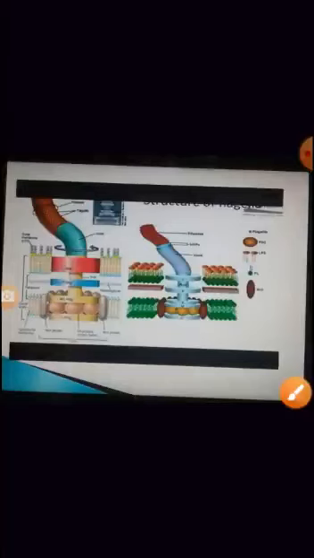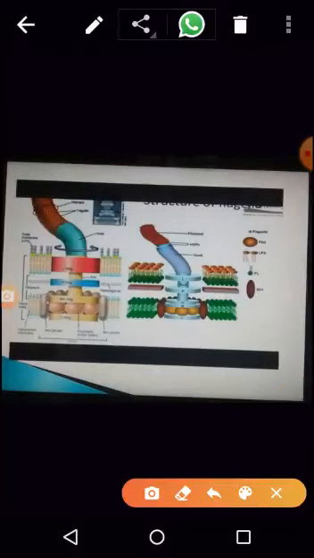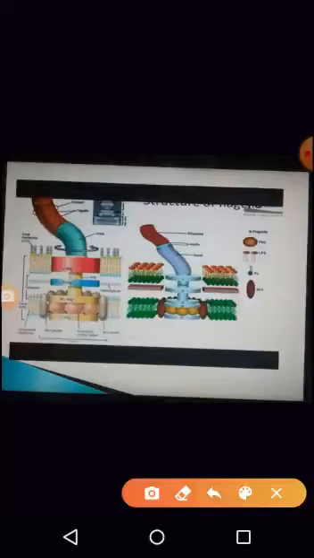Now here in this picture you can make out the different types of rings. If you see here, this is the outer membrane, the L ring, the peptidoglycan, the P ring, the MOT proteins, the brown ones, and the S and the M rings. This is the cell membrane. The same picture is shown here as well.